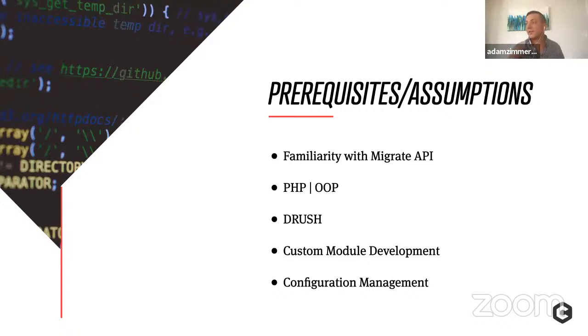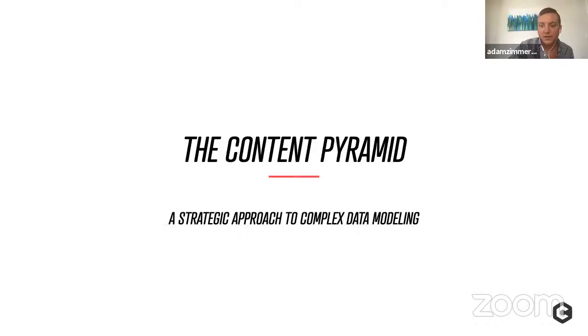So we're going to be talking about migrations at a higher level, strategic approaches to them. But it's going to assume a little bit of familiarity with some of the technical things: using the migrate API with Drupal, some PHP and object-oriented concepts, a little bit of Drush and module development, and a little bit of configuration management. But hopefully those will be ancillary to the main points we're going to talk through. So first, I'll hand it to Asaph, who's going to talk about the content pyramid.